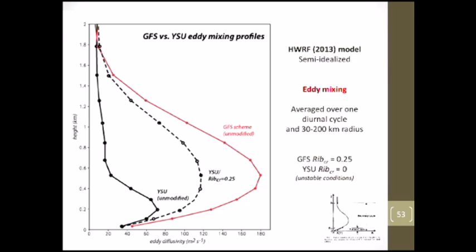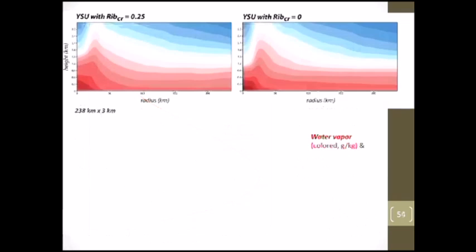So let's compare these two, which are the same scheme, but just differ by the critical Richardson number. We're looking at 240 kilometers by only 3 kilometers deep. The colored field is water vapor. The redder, the more moist in absolute humidity. You see the absolute humidity is largest near the center of the storm. It decreases radially outward. It decreases very rapidly upward.